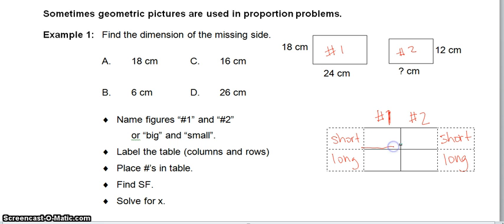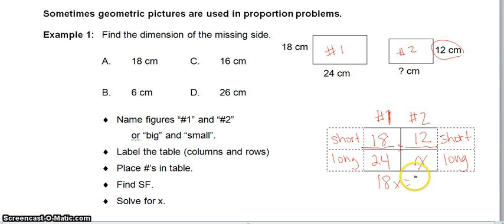So remember, you're setting up your proportion. Line equals line. So you're comparing short to long. So if I look at rectangle number 1, I have 18 for the short side and 24 for the long. In rectangle number 2, they're giving me the 12, which is the short side, and I'm trying to find the long side. So x. So at this point, you put your numbers in the table. You can either find scale factor, or in this case, I'm going to cross multiply. So find your cross products.